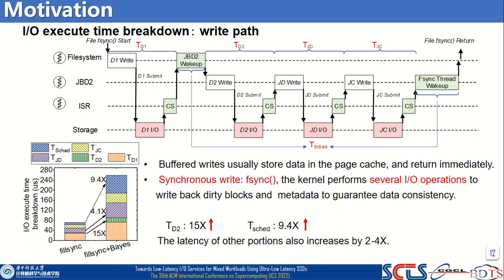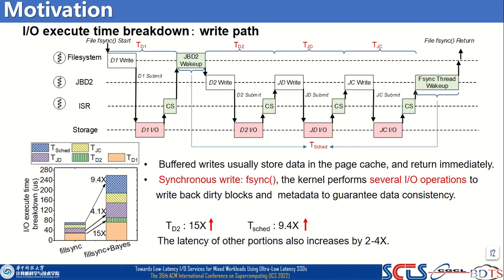Now we will discuss the write path. Buffered writes usually write data from a buffer to the page cache and return immediately. When an application calls fsync, the kernel actually performs write IOs to synchronize dirty data with the storage device. So we focus on the synchronous write path. The above figure shows the operations in the synchronous write path. Overall, one fsync contains 4 device I/O operations and 6 process scheduling in the entire I/O path.